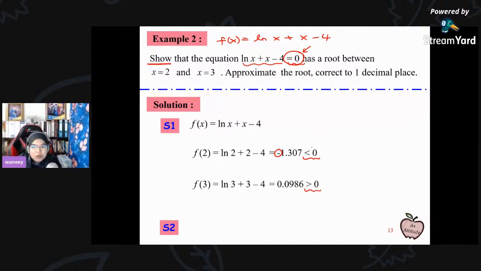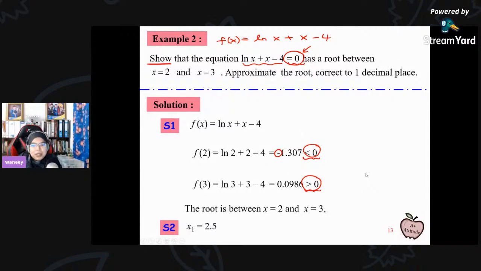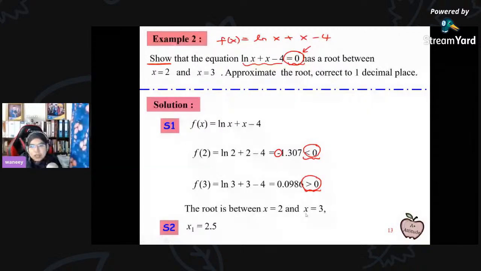As you can see, one of them is negative, another one is positive, so we have a different sign. You must write down the conclusion. If we have one positive, one negative, what do we mean? The root is definitely between x equal to 2 and x equal to 3. Or you can write it down like this. So this is your conclusion: different sign.